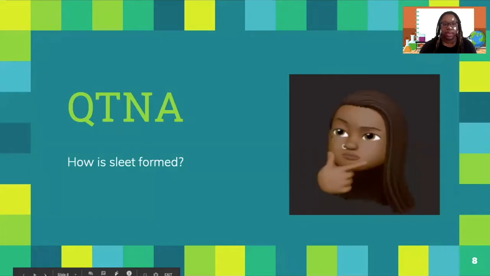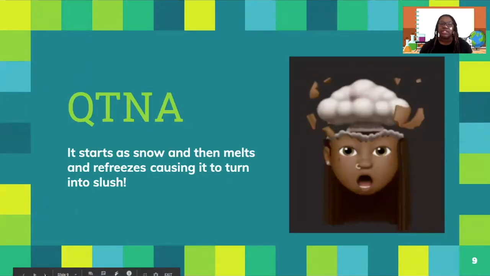All right. So questions that need answers. How is sleet formed? Kind of just told you. Right. It starts as snow. It melts and then refreezes, turning it into a slush.